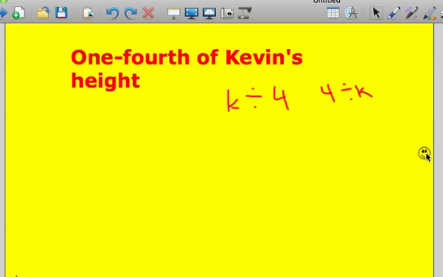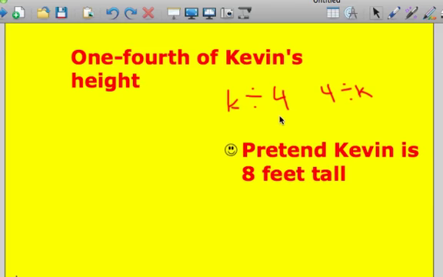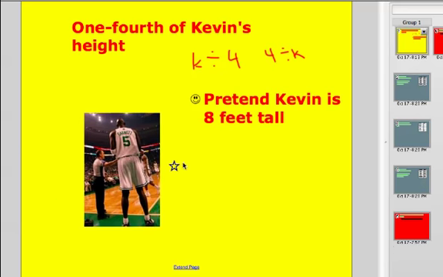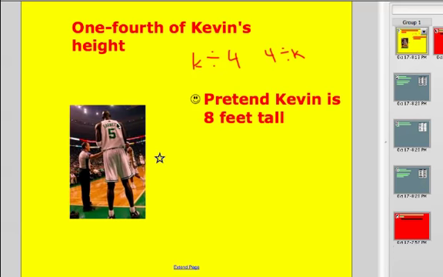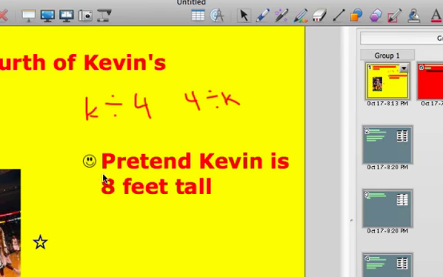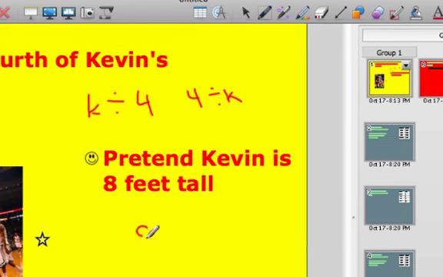One piece of advice I tell them is to pretend Kevin is 8 feet tall. So he's not really 8 feet tall, but let's say he was. And so here's our friend Kevin. So he's really tall. 8's a good number to use because if we're dividing, we want it to come out even. It's just quicker to do in your head. So we're pretending he's 8 feet tall, and so we start with 8.